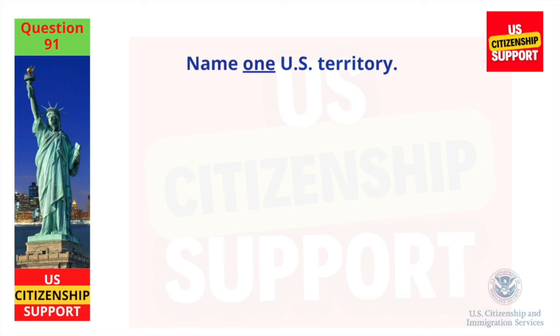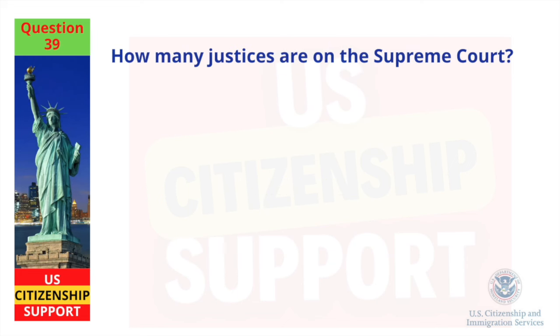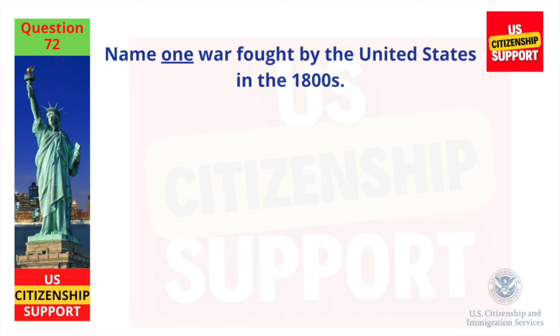Name one U.S. territory. Guam. What does the judicial branch do? Reviews laws. How many justices are on the Supreme Court? 9. Name one war fought by the United States in the 1800s. Civil War.